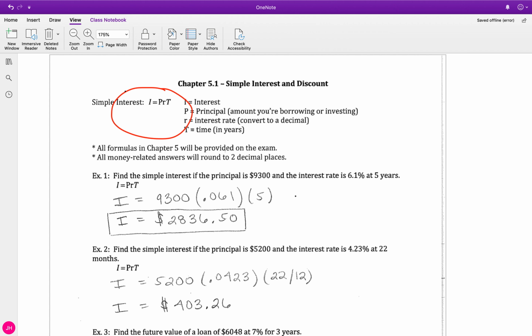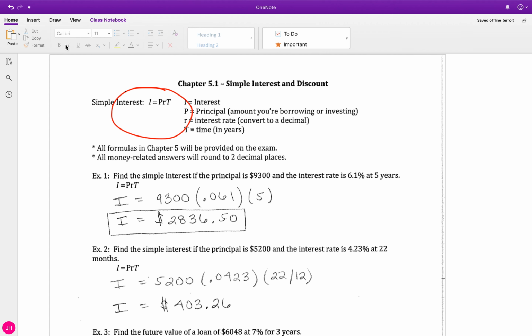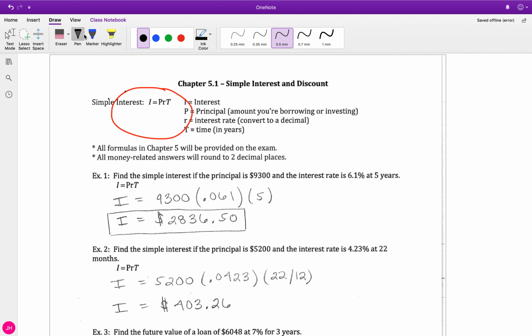Also, since we're dealing with money, all of our problems, all of our solutions there are going to be rounded to 2 decimal places because money just has 2 decimal places in the system that we use. So let's dig right into our first formula.